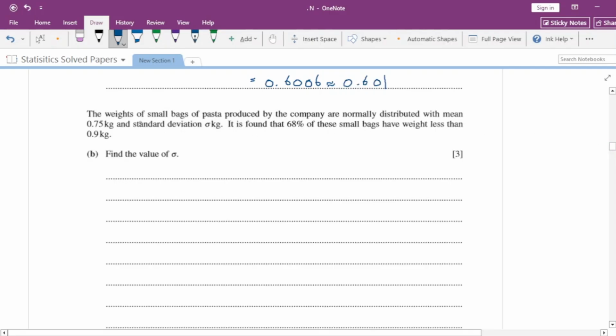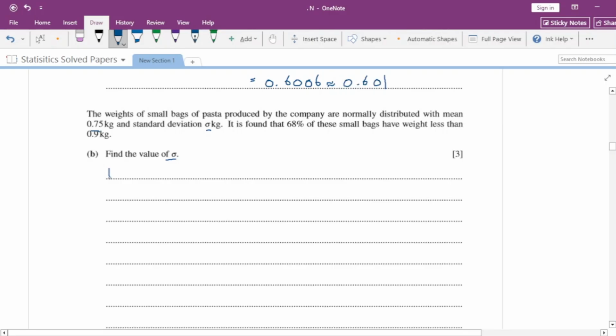Next part: the weights of small bags of pasta produced by the company are normally distributed with mean 0.75 kg and standard deviation sigma kg. It is found that 68% of these small bags have weight less than 0.9 kg. Find the value of the standard deviation.